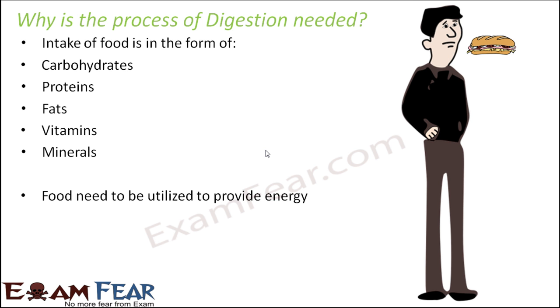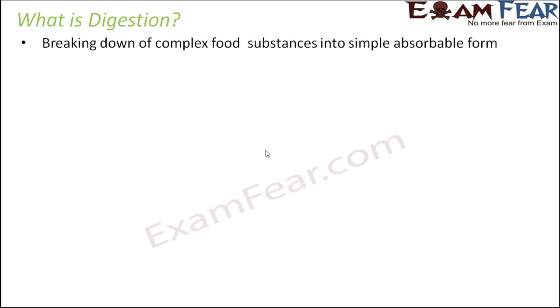So now this food needs to be utilized to provide energy, as I said, and as this food cannot be utilized in complex forms, therefore it needs to be broken down into simpler forms. And this breaking down of complex food substances into simple absorbable form is known as digestion. So we do not want complex things because our cells are not good at absorbing complex things. So they need it in simple forms. So that is why we need to first convert them from complex to simple. That process is digestion. Once they are available in simple form, then they will be absorbed, and that process is absorption.